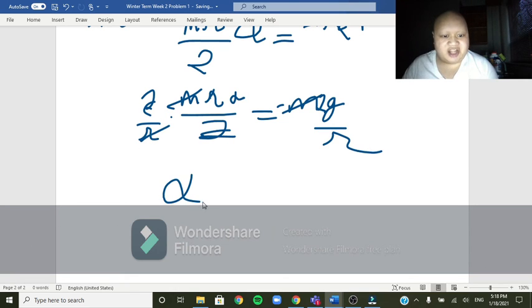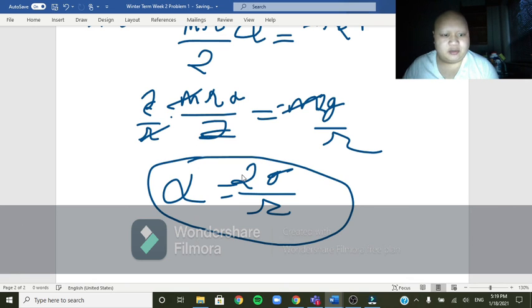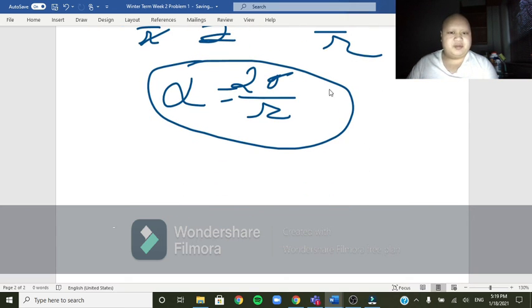Your answer for this question is probably different from what I got, but my answer is 2 times g over r, and that's your angular acceleration. I don't know if it's in revolutions per minute or radians per second squared, something like that, but this is my answer. You guys probably got a different answer, but that's all I got.